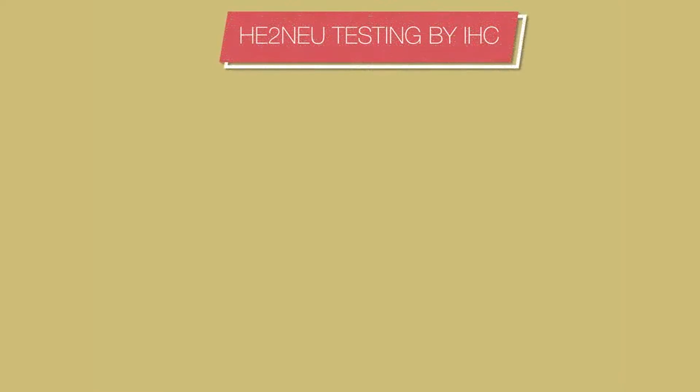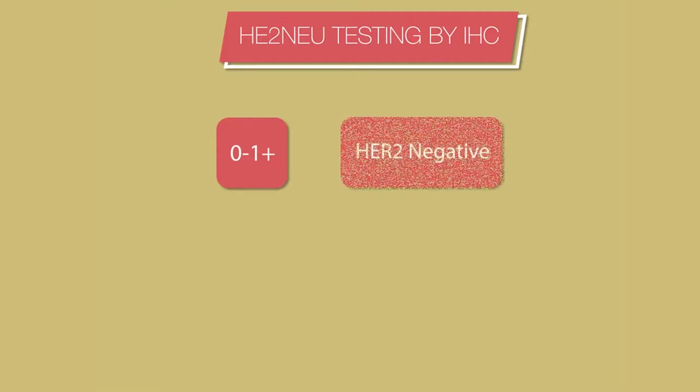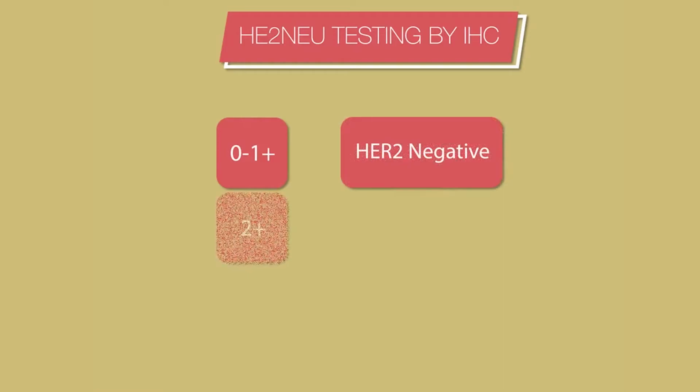HER2 NEU testing by IHC. The IHC test gives a score of 0 to 3 plus that measures the amount of HER2 receptor protein on the surface of cells in a breast cancer tissue sample. If the score is 0 to +1, it's called HER2 negative.